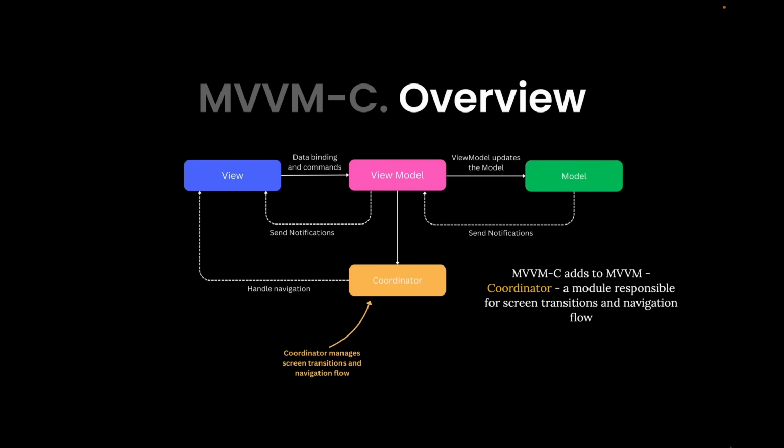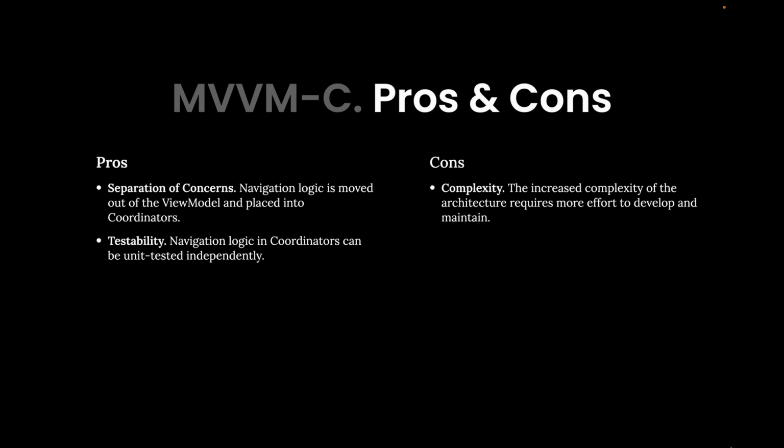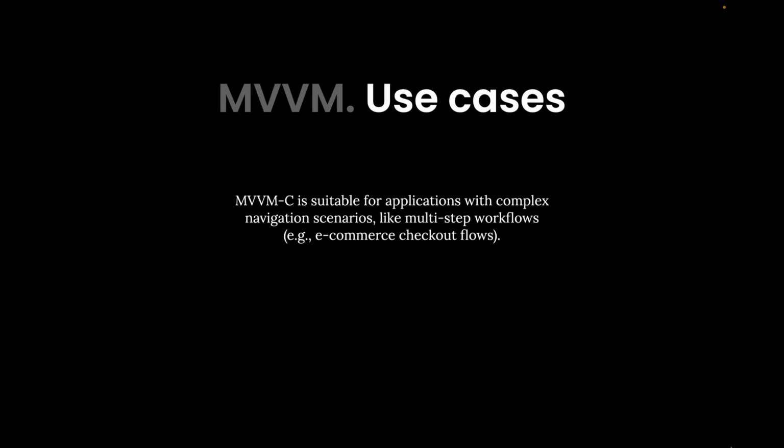Instead of stuffing all the navigation logic into the view model, we move it into a separate entity, the coordinator. Now, whenever you need to navigate between screens, your view model doesn't handle it anymore. Good things about it: separation of concerns. Navigation logic is completely separate from UI and business logic. And better testability. You can unit test navigation logic independently. The bad thing is increased complexity. You are adding another layer to your architecture. MVVM-C is suitable for applications with complex navigation scenarios like multi-step workflows, for example, e-commerce checkout flow.